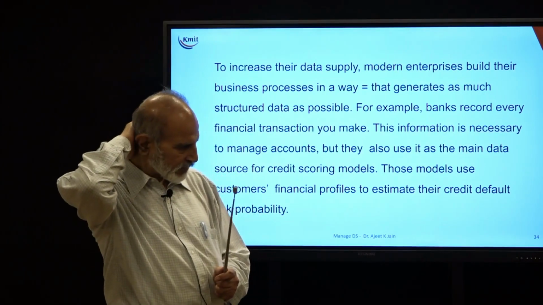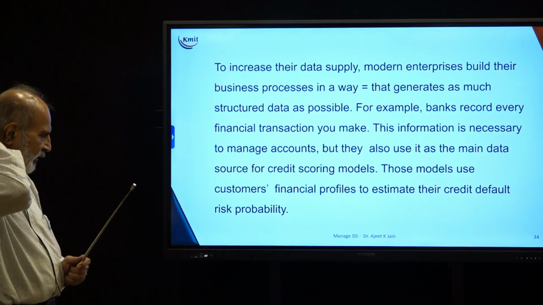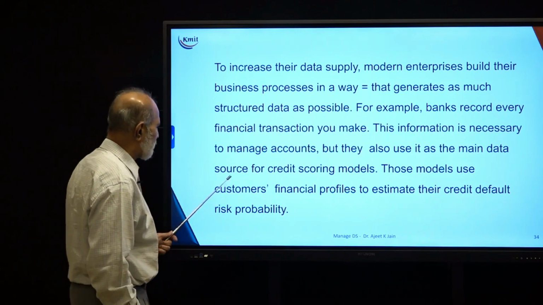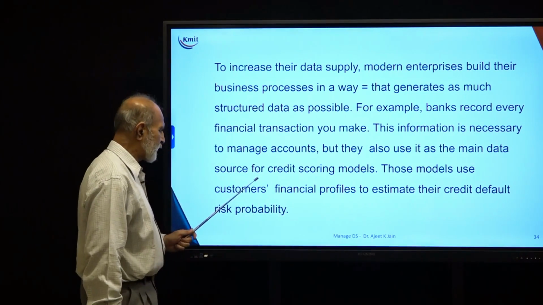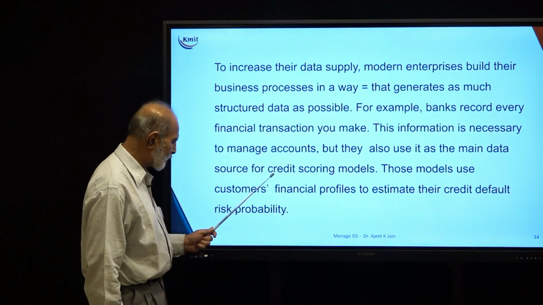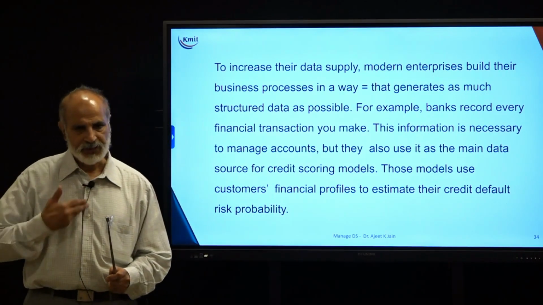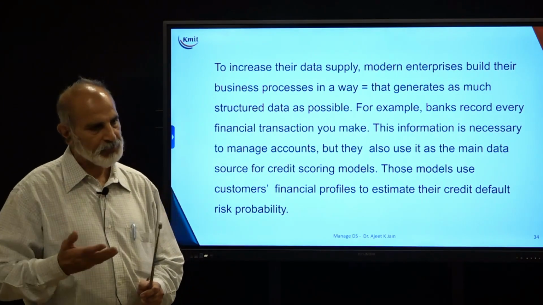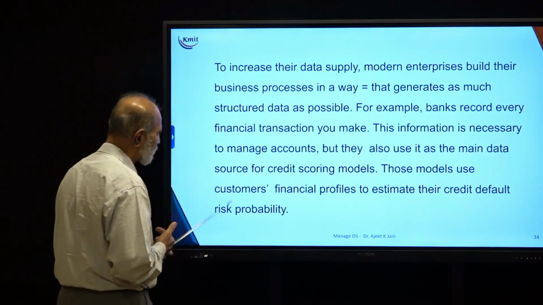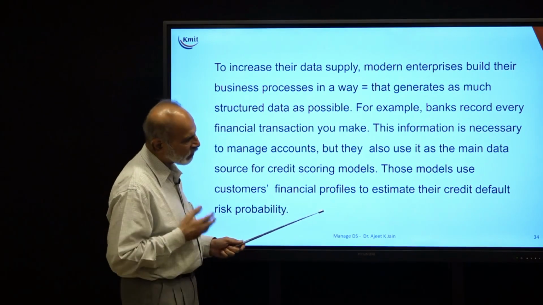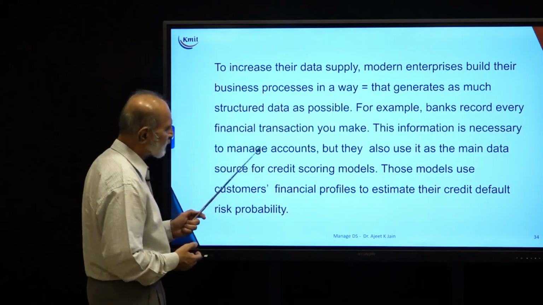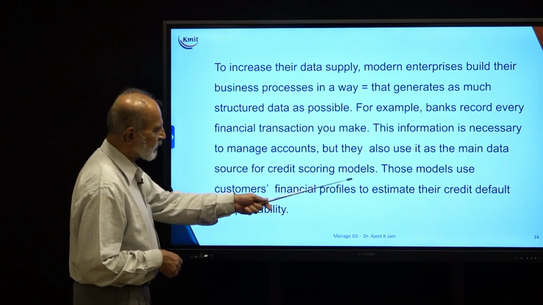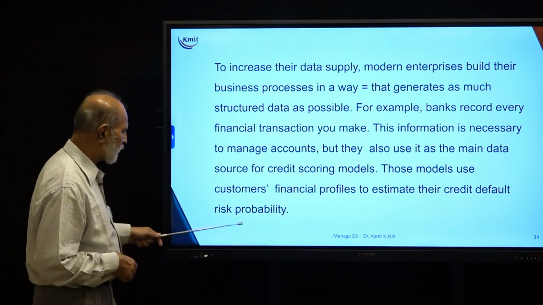For example, I go on spending money on the share market, other credit card systems, or cash on delivery. It depends on my data, and that data is collected in the banking system and used for a credit score model. When I apply for a personal loan or any kind of loan, my credit score plays a very important role, and the bank uses that credit score for giving you a personalized loan, maybe a two-wheeler or four-wheeler loan. So it's an application of data science. These models use customer financial profiles to estimate credit and default risk probability.